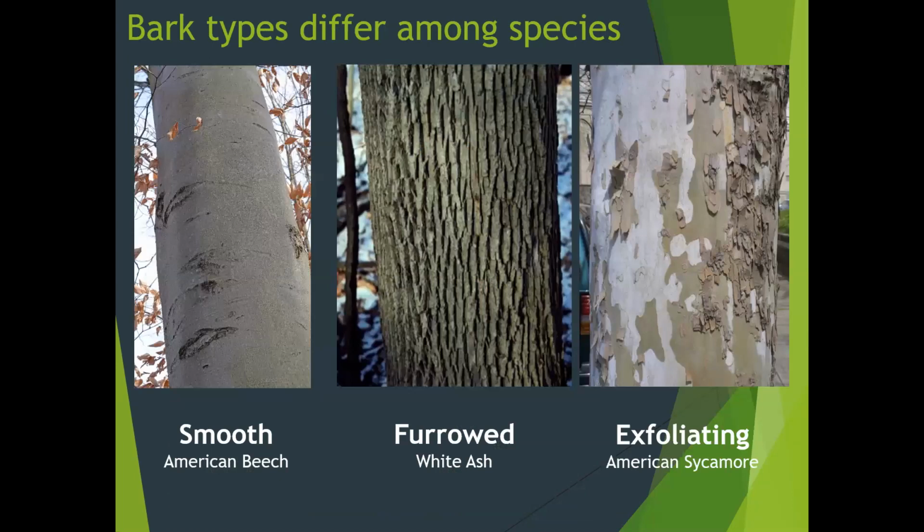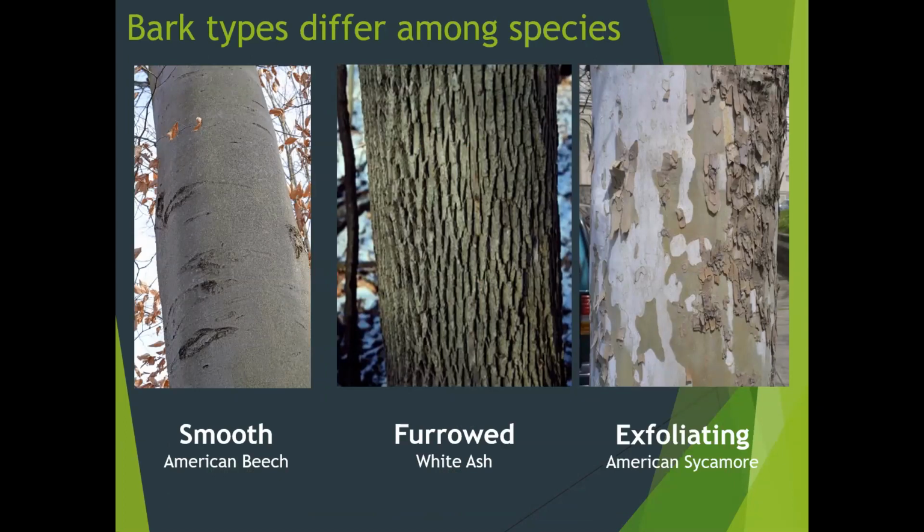Oh, no, it's fine. Bark textures and bark types differ among species. Here are a few examples of the types of textures that you might see. You might see some smooth bark, similar to this American beech right here. It's mostly smooth to the touch. It might be a little rough. It's not going to be perfectly smooth, like a laminate or something like that, but it's mostly smooth compared to what other barks you might see.